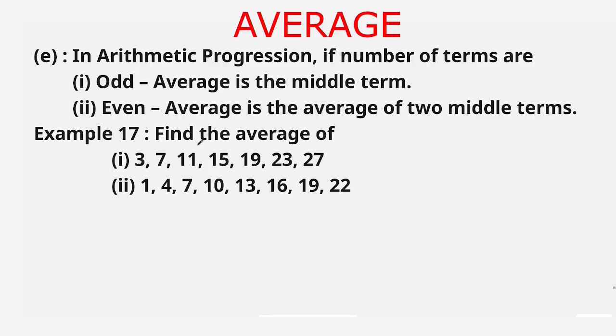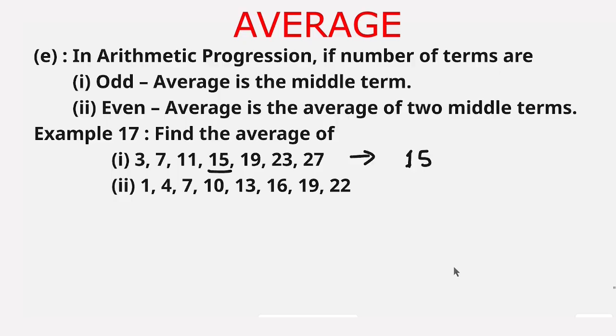Example 17. Part 1: find the average of 3, 7, 11, 15, 19, 23, 27. This is an arithmetic progression, and the number of terms is 7 here, and 7 is an odd number. It means that the average of these terms will be the middle term, and the middle term is the fourth term, which is 15. So the average will be 15.